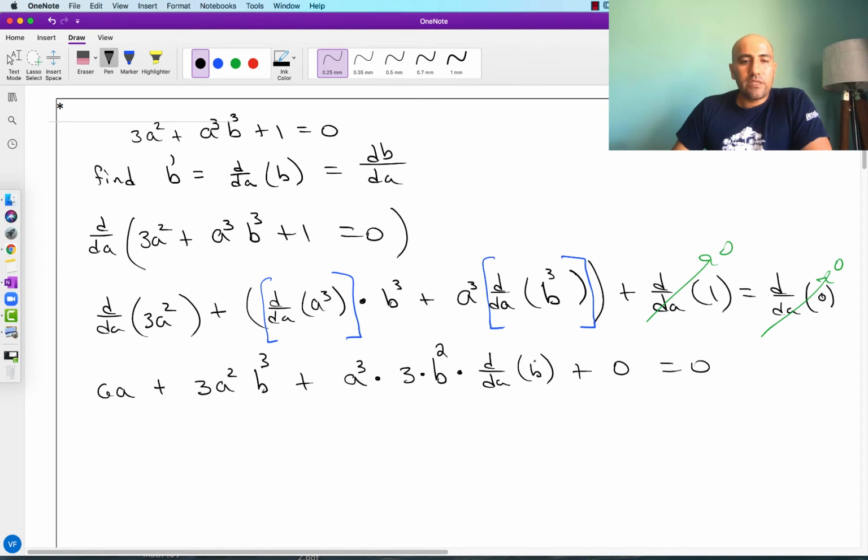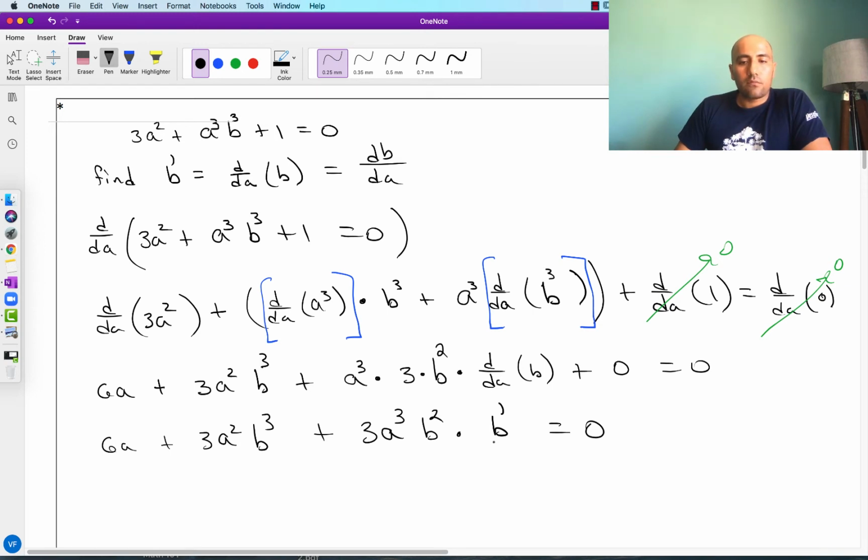And this is really the only derivative, b prime, they're going to run into. So let's simplify this a little bit. We get 6a plus 3a squared b cubed plus 3a cubed b squared times, and I'm just going to rewrite it as b prime, dB/dA, just b prime, equals 0. We're almost there. We just have to solve for b prime now.